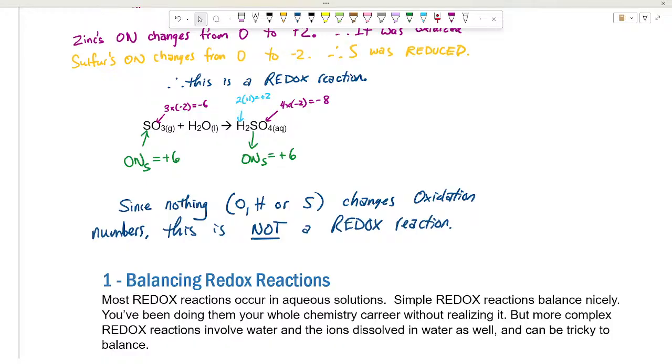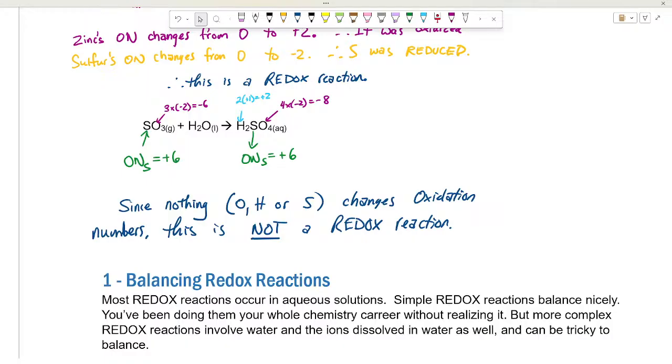We have always had to balance how many carbons are on the left, how many carbons are on the right, how many hydrogens are on the left, how many hydrogens are on the right, how many oxygens are on the left, how many oxygens are on the right. But we're going to add a new element. How many electrons are moving on the right, and how many electrons are moving on the left? Does that make sense? That's a new thing we've never thought about before.